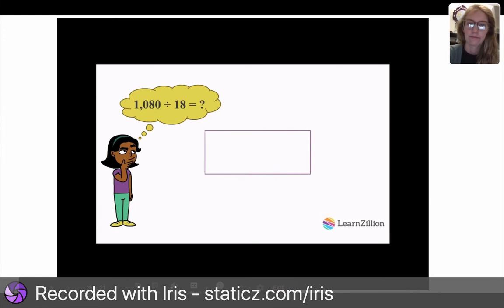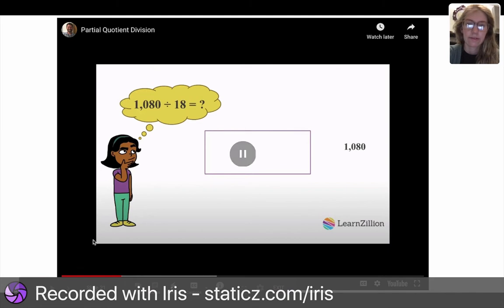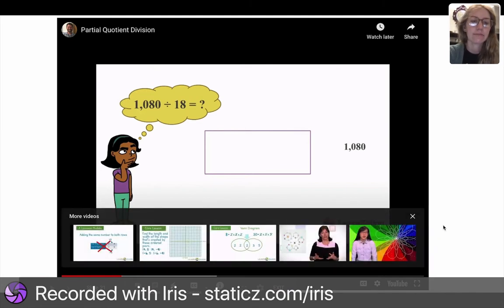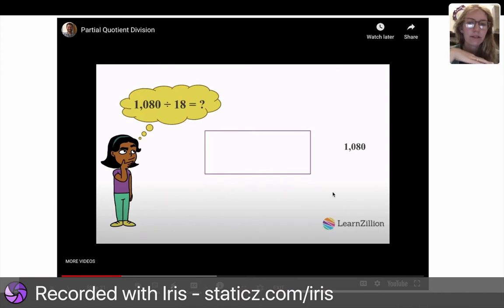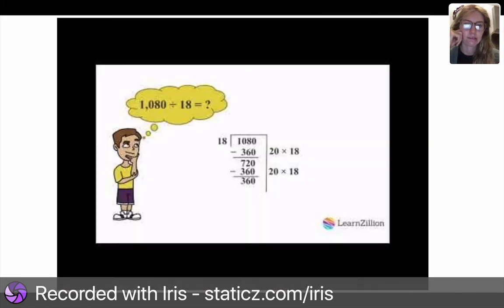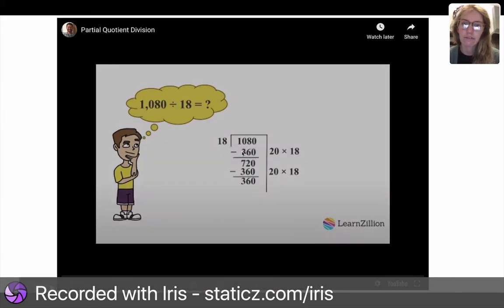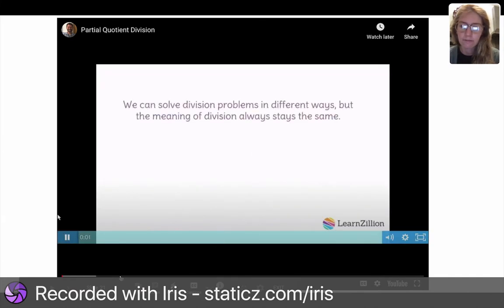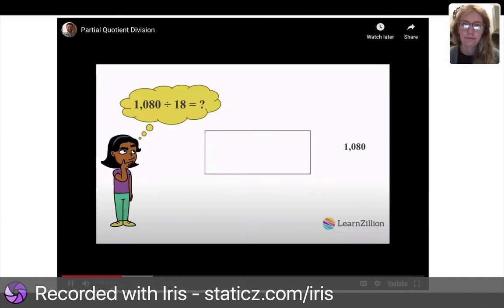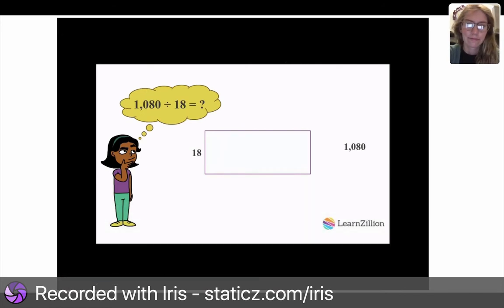We can put the dividend 1080 over here on the right. So basically what they're doing in this method is they're doing the box method backwards because we know that division is the inverse of multiplication. Whoopsies, and then I just got rid of the video again. Every time. I never learn. And we can put the divisor 18 over here on the left side of the area model.